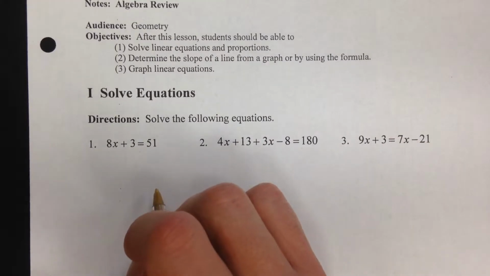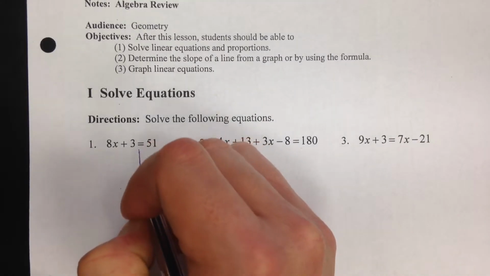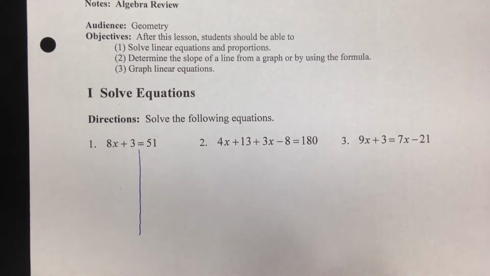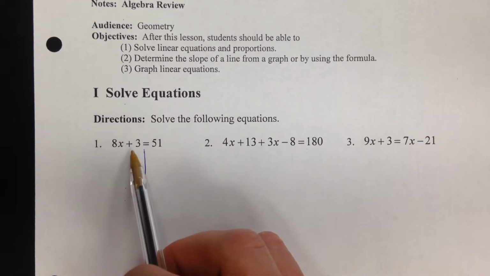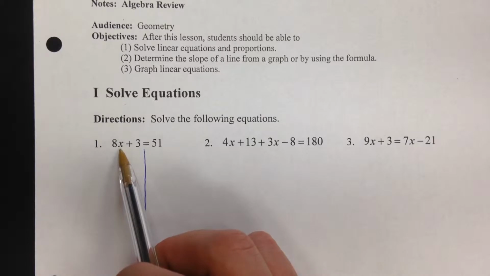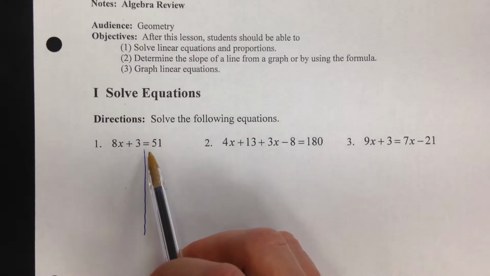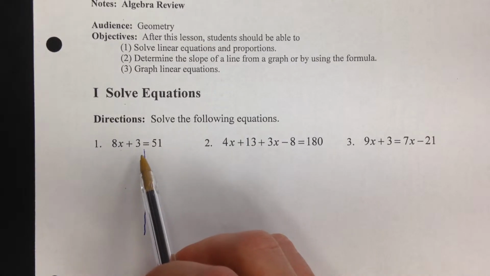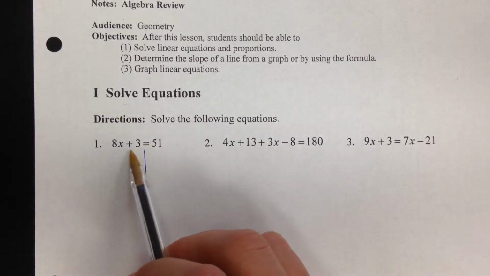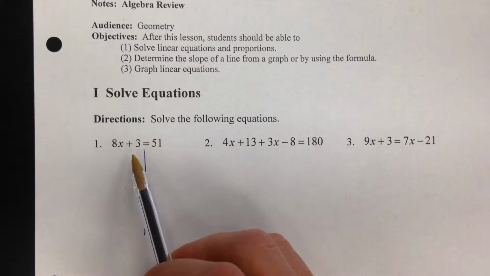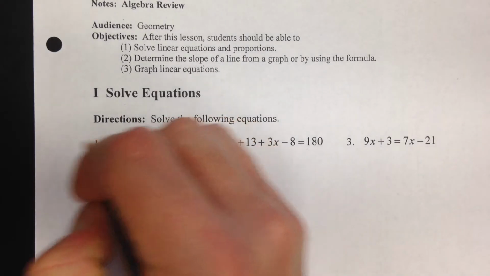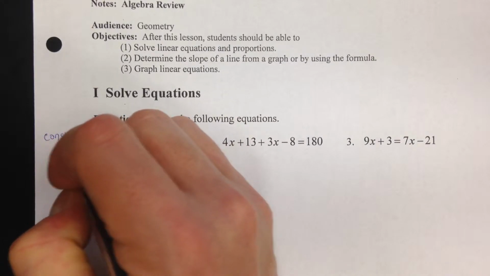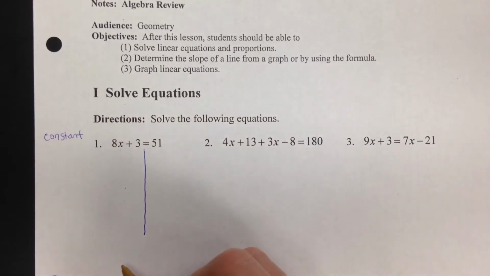So what I do first is I usually draw a line straight down. I want to break up the left-hand side from the right-hand side. My goal is to get the x by itself. I want x equals and then some kind of number on the other side. So to do that, I need to first move these numbers. The one that I do first, I move what's called the constant. The constant is the number that does not have a variable.